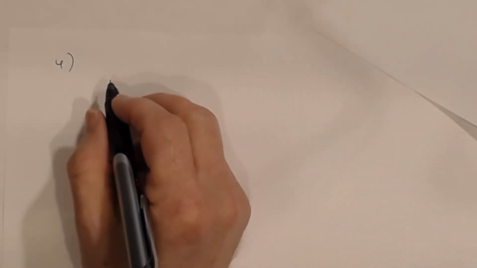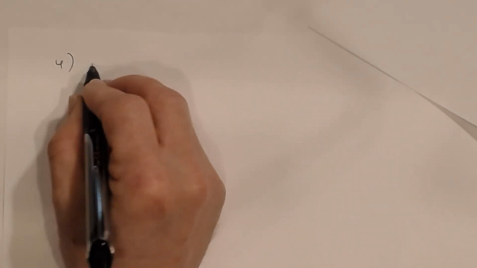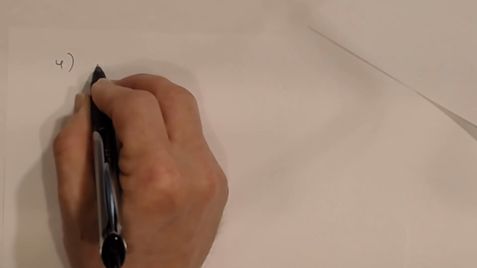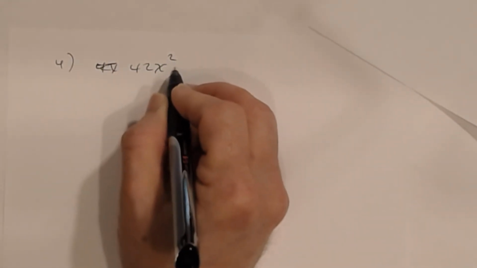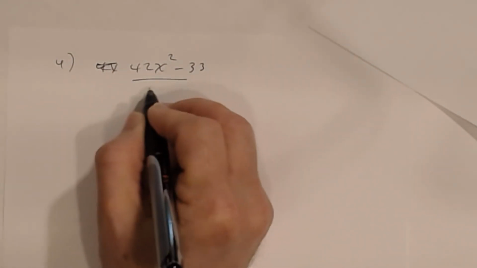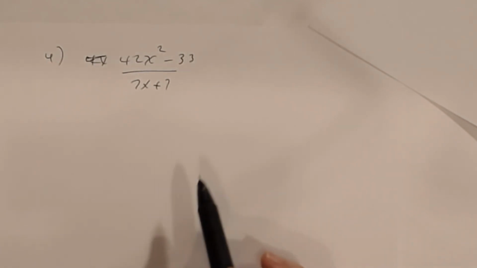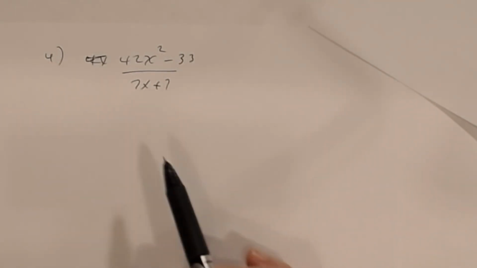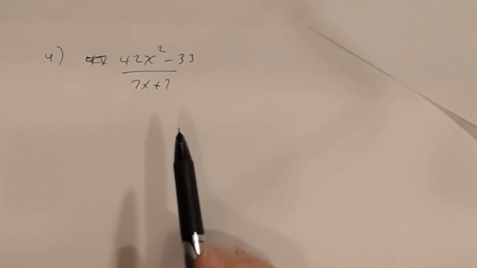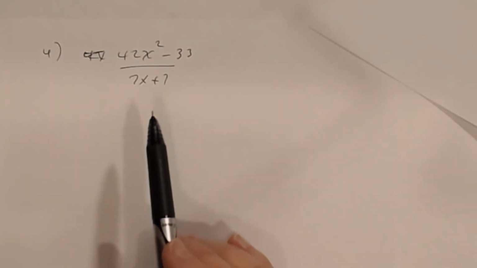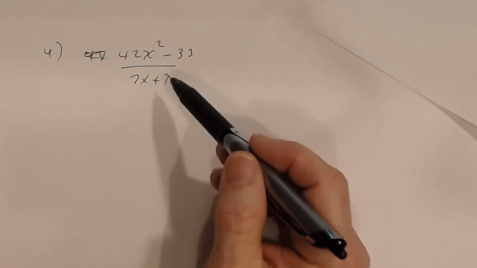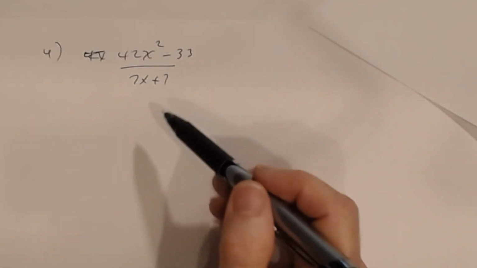Let's say we had 42x squared minus 33 divided by 7x plus 7. I'm actually going to do one more, and if you have something to do, you can go on. I'm going to post this tomorrow, but I'm just going to do one more after this one, just to show you what to do if you get a remainder of 0.